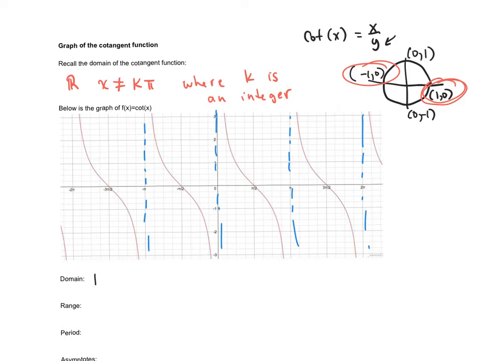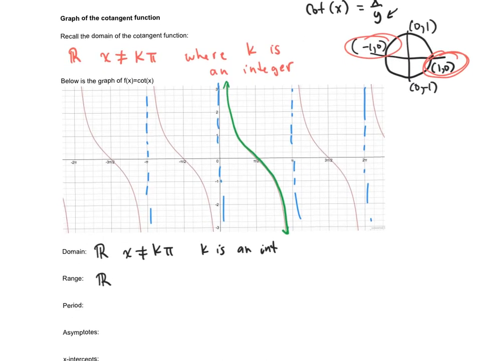So the domain again, all real numbers, x not equal to k pi, where k is an integer. The range is going to go forever, again, so all real numbers. But interestingly enough, this function, the cotangent waves decrease versus increase. So the range will be all real numbers. Period is just one of those waves. So between 0 and pi, pi and 2 pi. So the period is going to be pi.